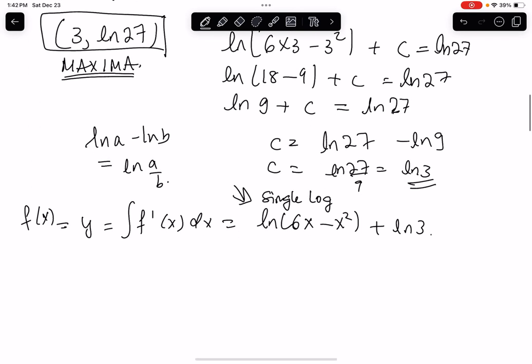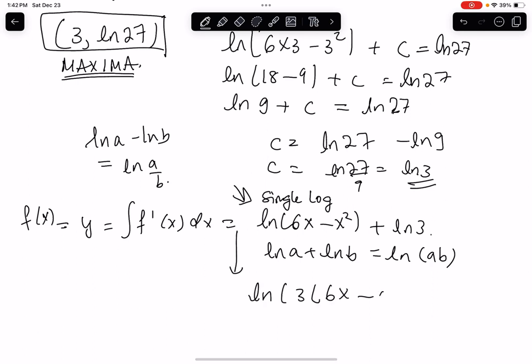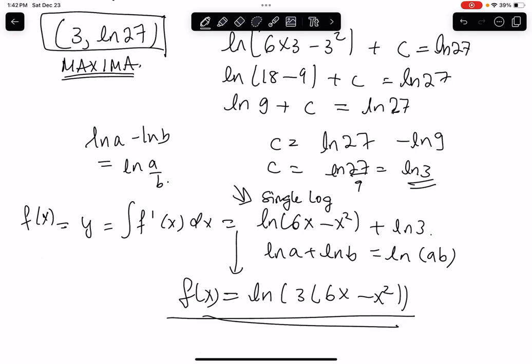So in this case, if it's a single logarithm, this is just ln of a plus ln of b, which is ln of a times b. So this just becomes ln of 3 times 6x minus x squared, and that's what f of x becomes. Okay? So that is your final answer.